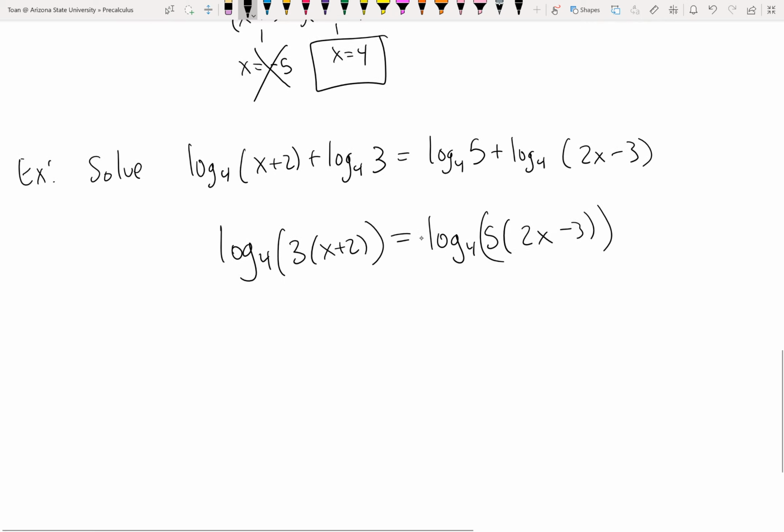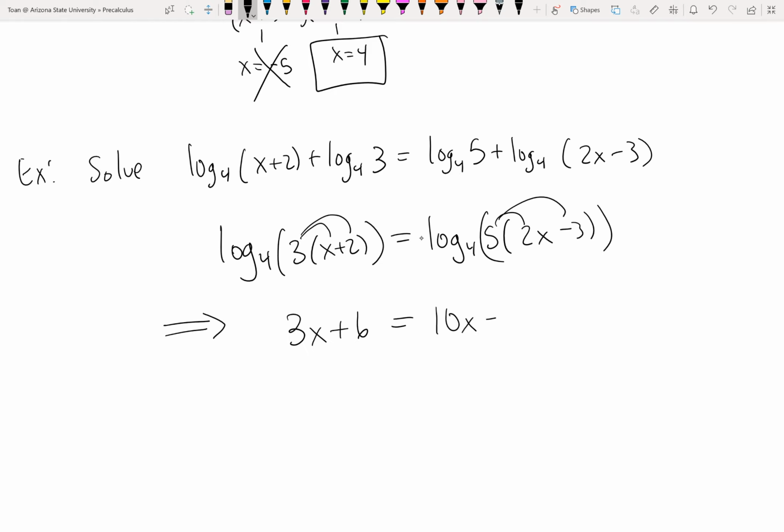Since the logs are the same, the arguments must be the same, so we can use a logical conclusion. And I'm going to go ahead and distribute at the same time. So we should know that 3x plus 6 is equal to 10x minus 15. And then in this case, it's a simple linear equation that you can just solve for x. So let's subtract the 3x over and add the 15. So we get 21 equals 7x. So x equals 3. And then, of course, you must check against the arguments.